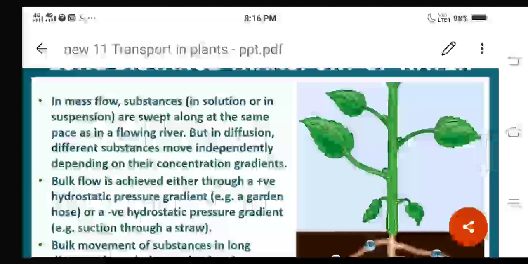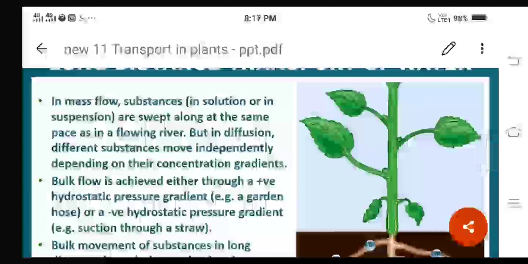But in diffusion, what will happen here? We are going to compare the diffusion. How does diffusion occur? In case of diffusion, different substances move independently, depending on their concentration gradient, that is, from higher concentration to the lower concentration, right?